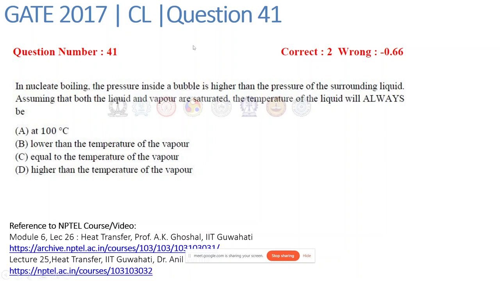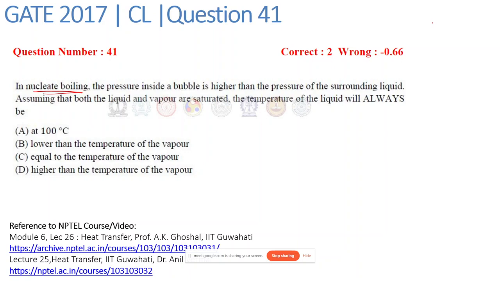Okay, so let's look at this next question. This is question 41, in which we have been given, in nucleate boiling, the pressure inside a bubble is higher than the pressure of the surrounding liquid. Assuming that both liquid and vapor are saturated, the temperature of the liquid will always be dash. So let's look at the solution over here. First of all, we have been given nucleate boiling.